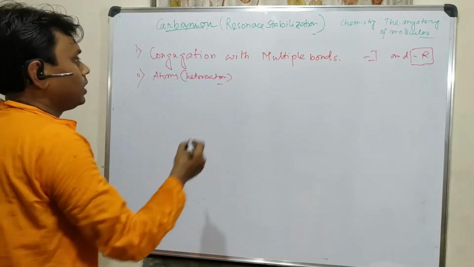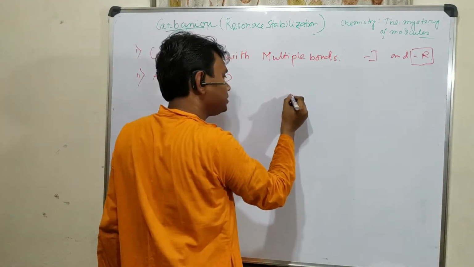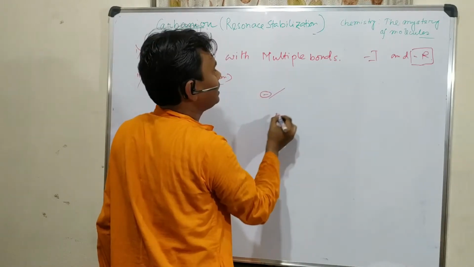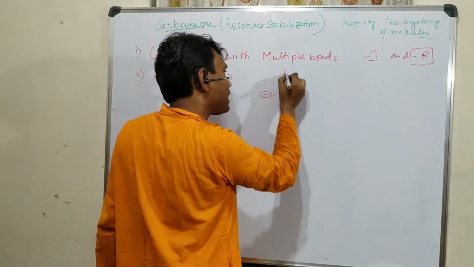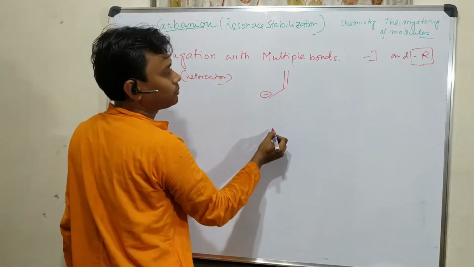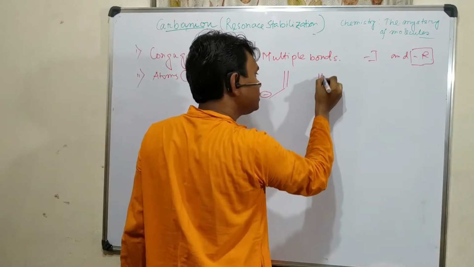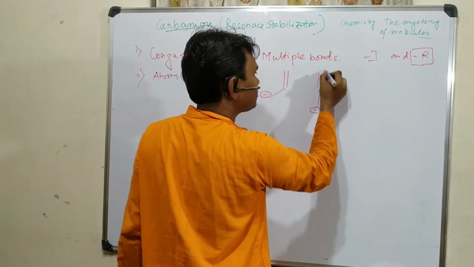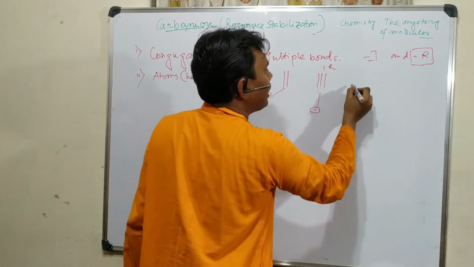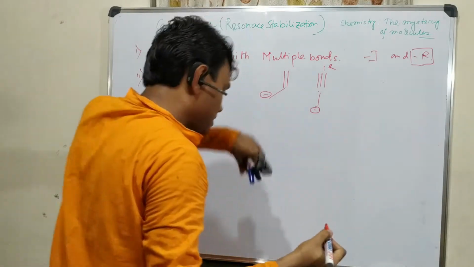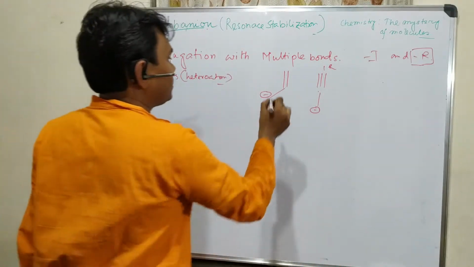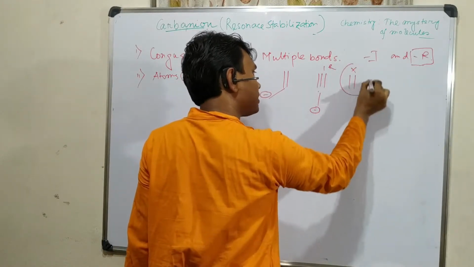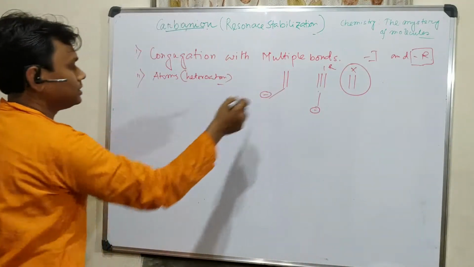What do I mean by conjugation with multiple bonds? For example, a carbanion with a double bond or a triple bond, carbanion, let's consider R, and like that. Another could be a heteroatom, which I will come to later. So let's explain this part.